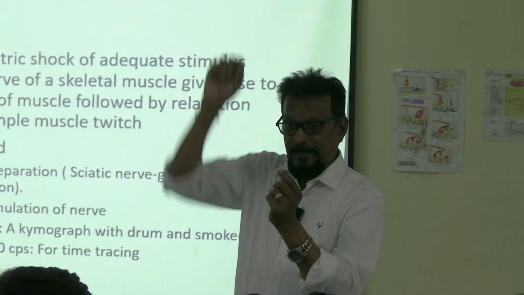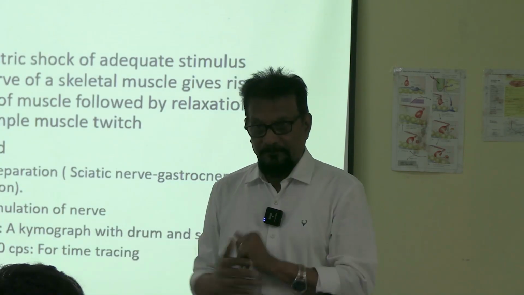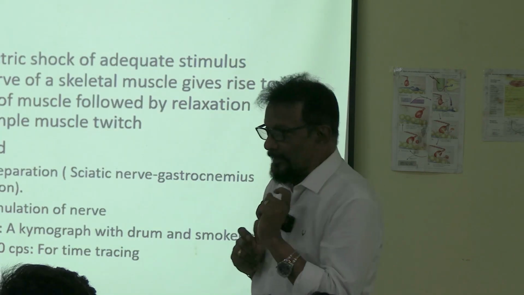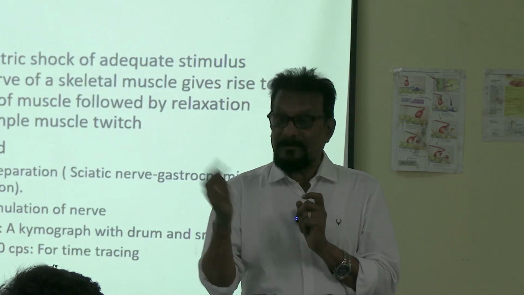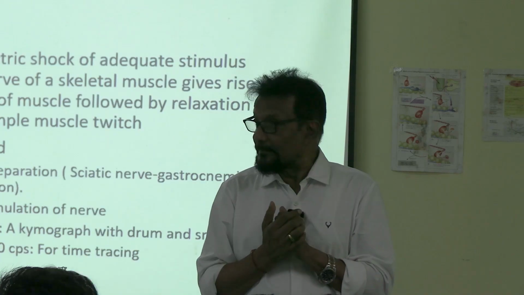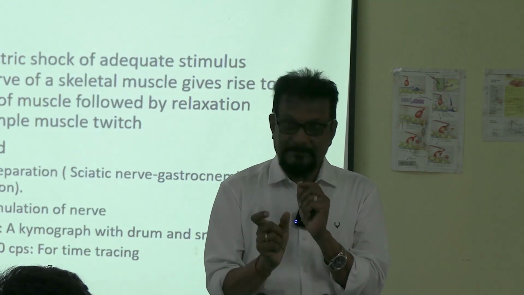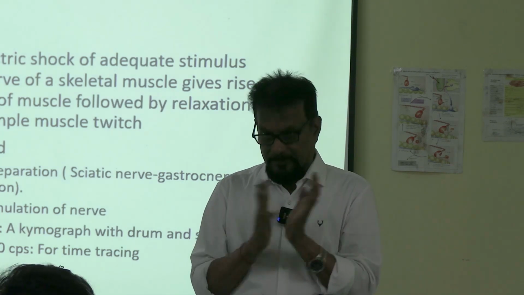Some contraction will be there against time. So you have to measure the time. How can you measure the time? You can measure the time on the speed of the kymograph drum. The movement of the drum has a particular speed. That means it will travel a particular distance in a particular period of time. From that you can also determine it.